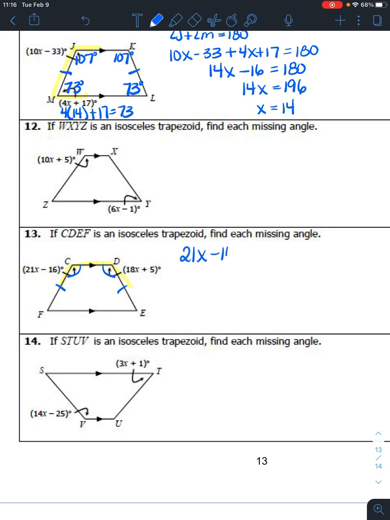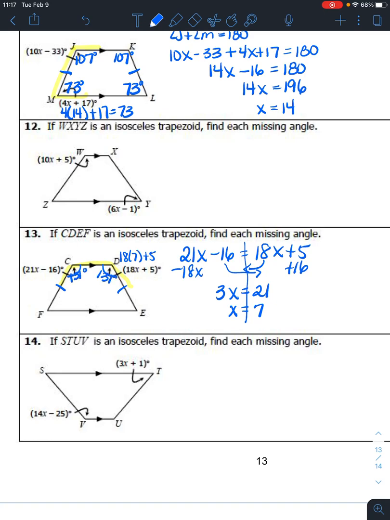So we say 21x minus 16 is equal to 18x plus 5. So I'm going to move my 18x over by subtracting it. I'm going to move my 16 over by adding it. So I get 3x, 21 minus 18 is 3, 5 plus 16 is 21, so I get that x is equal to 7. Now it says to find each missing angle, so I go back, it doesn't matter which one, 18 times 7 plus 5, so 18 times 7 plus 5 is 131. It doesn't matter which one you go to because this one is the same thing.